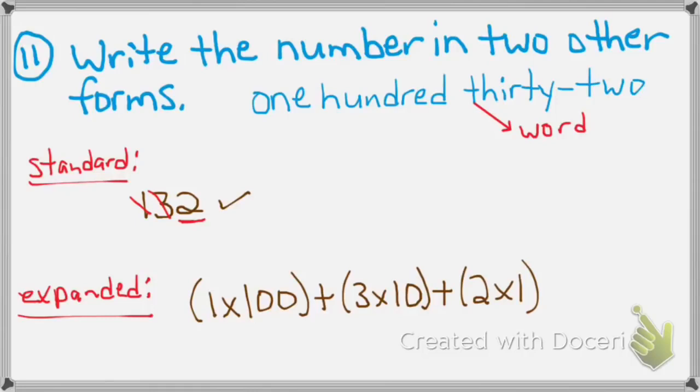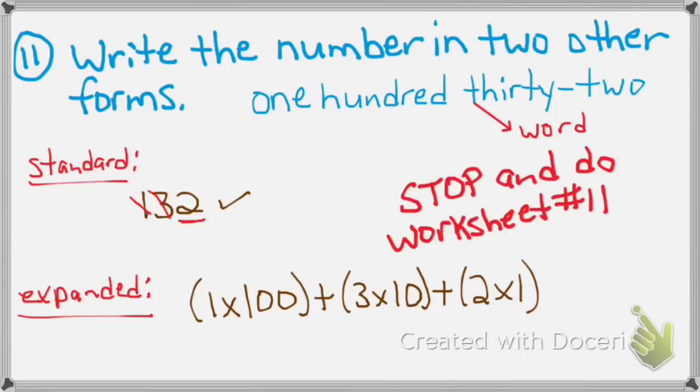So my standard form is 132. My expanded form is 1 times 100 plus 3 times 10 plus 2 times 1. Please stop and complete worksheet number 11 right now.